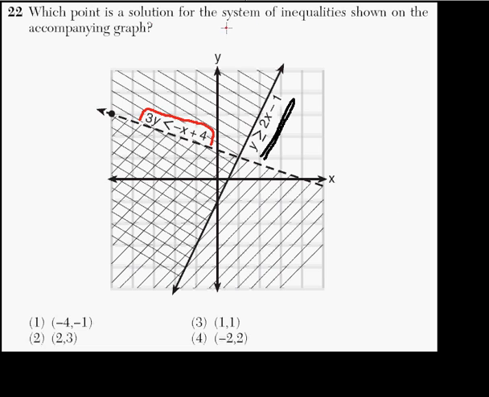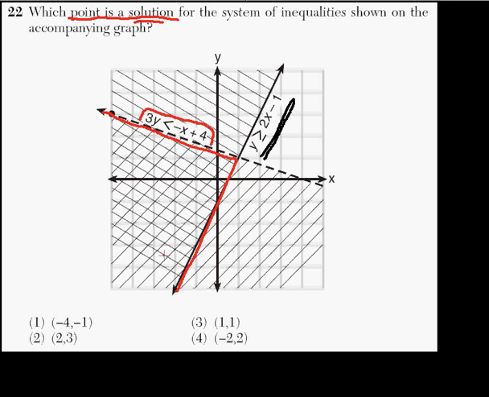But here we only have to find which point is a solution. So we have to know what a solution means. A solution means anything in the area that is shaded twice. It cannot be on this dotted line. It can be on this solid line. So anything at all in this region out here is a solution. So we just start looking at these points and plotting them and see if they fall in that region.